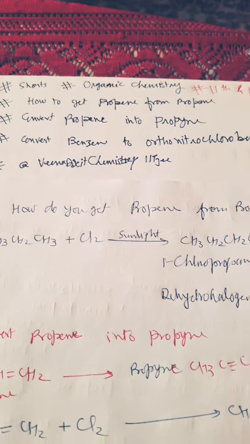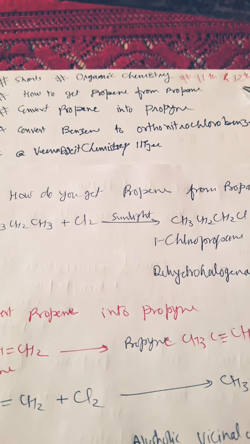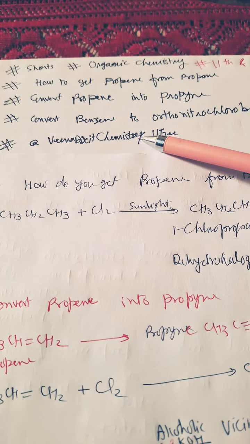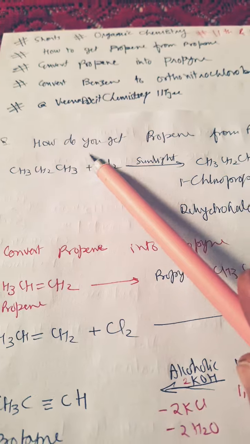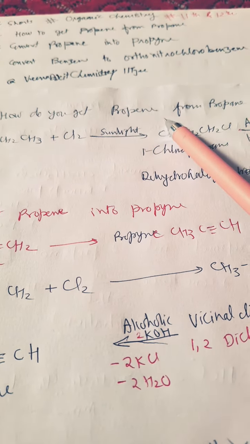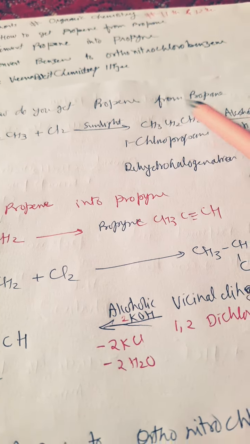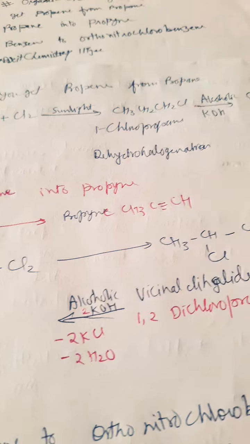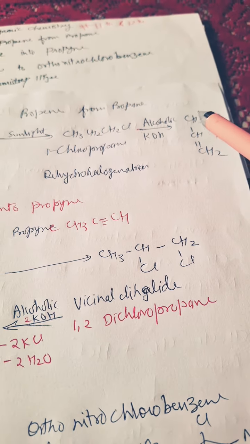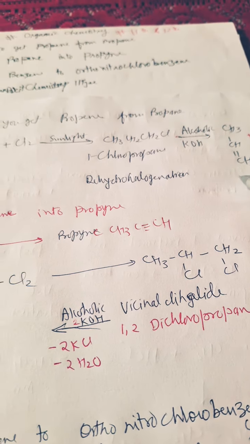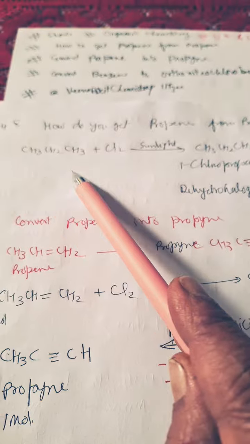All the best. This video is mainly for 11th and 12th organic chemistry conversions. Here, how to get propene from propane. So what is propene? This is an unsaturated compound, CH3 CH double bond CH2 is propene. And what is propane? CH3 CH2 CH3 is propane.